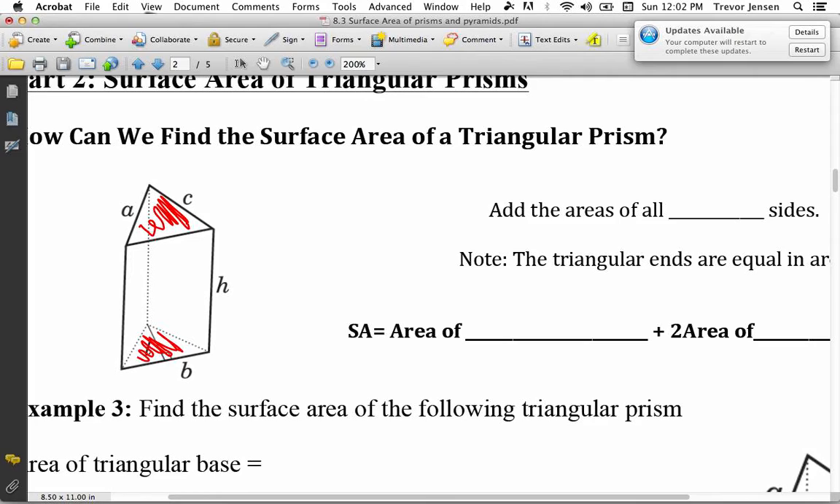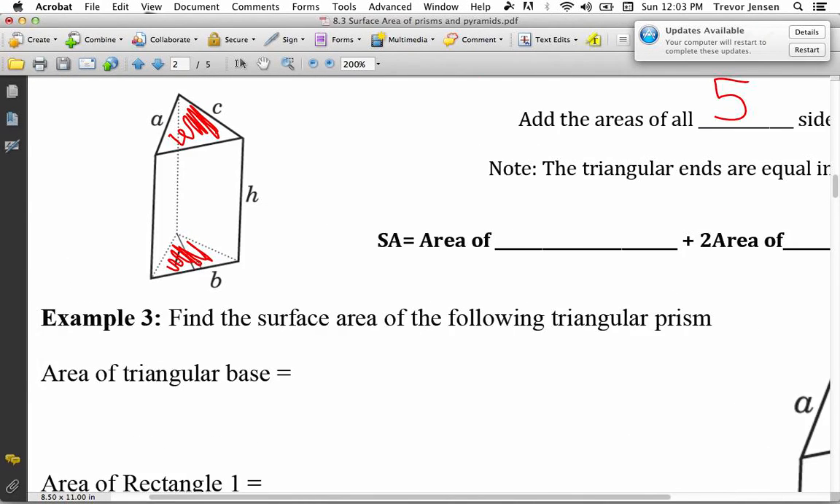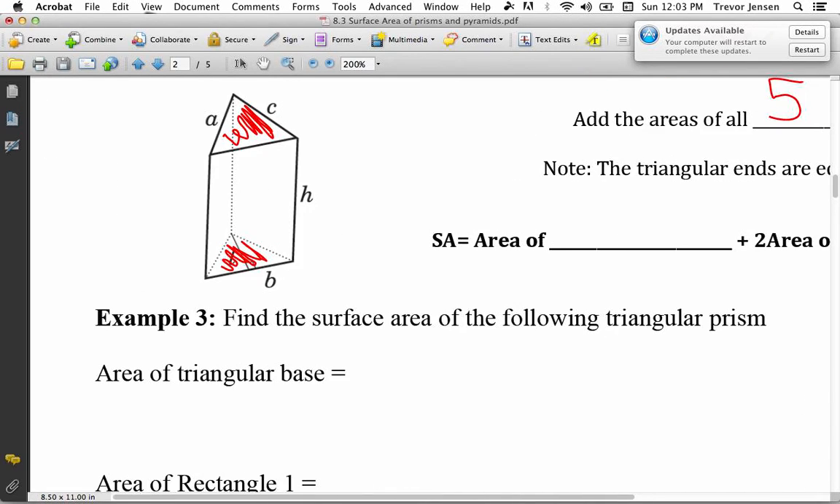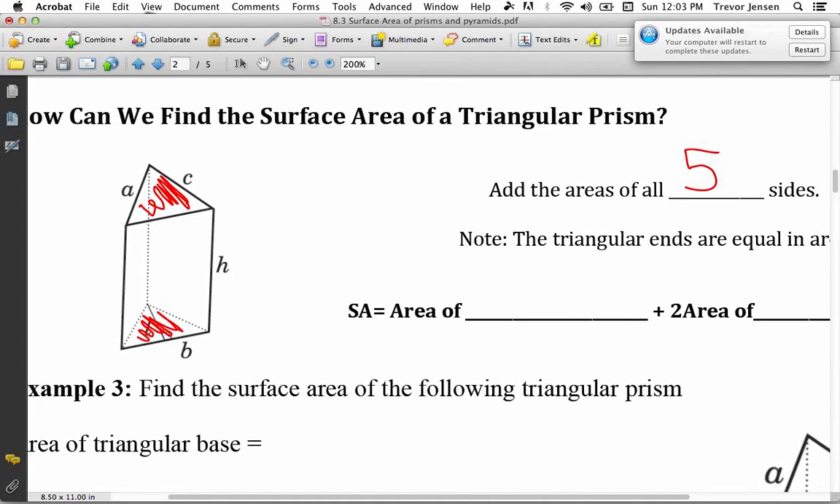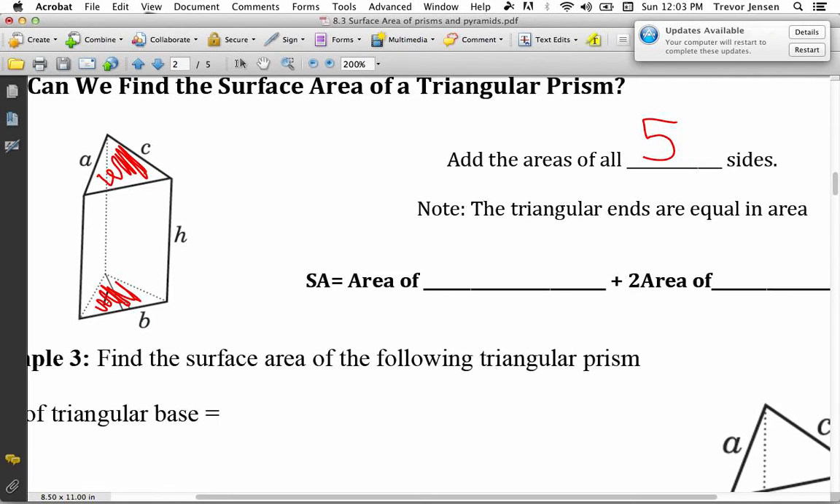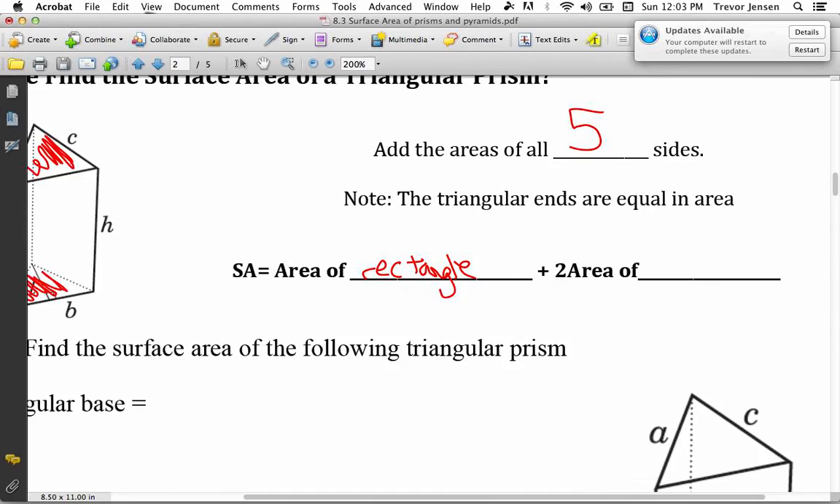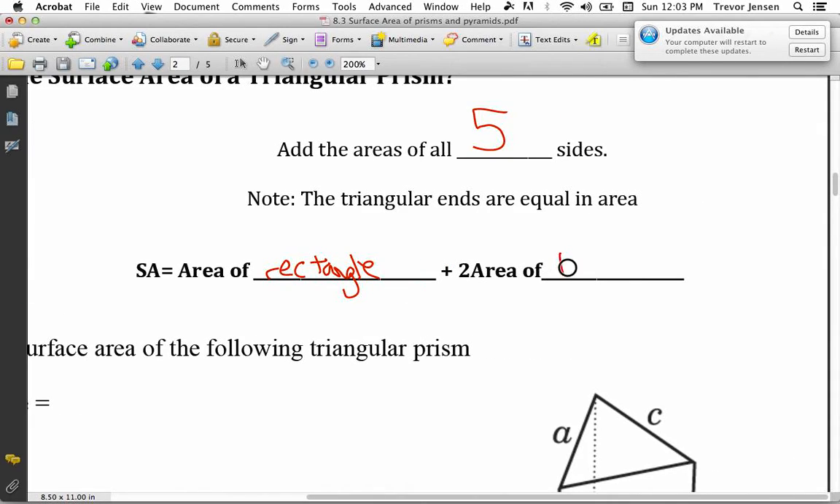We have 5 sides. So to find the surface area of a triangular prism, we have to add the areas of all 5 sides. What I want you to note is, remember, a prism always has congruent bases, so the triangular ends are exactly equal in area. So there's no point in finding the area of each of them separately. Once you find the area of one of them, all you have to do is multiply that by 2, and that'll give you the area of both of them combined. So to find the surface area of the triangular prism, you have to find the area of all 3 rectangles, and then add 2 times the area of the triangular base.